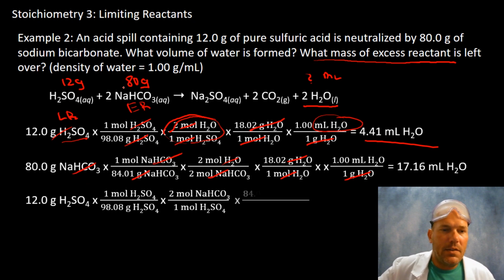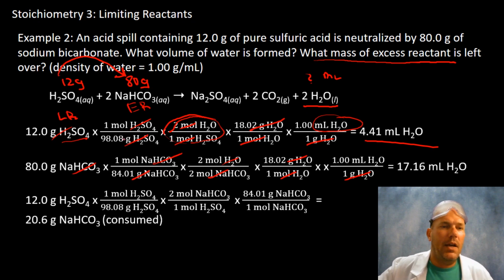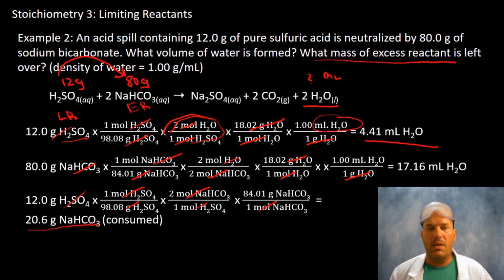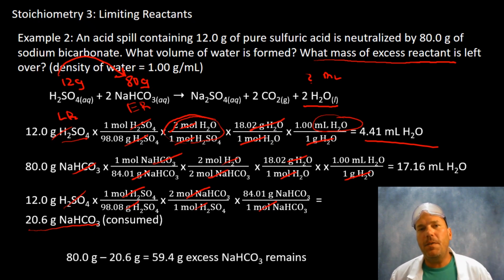Converting, in this case here, our limiting into the excess. I am using the arrow there, and we have our usual stuff going on here, and the molar mass of sodium bicarbonate, and we're trying to find the mass of sodium bicarbonate. We have a number here, and that is how much is consumed. So the last step, 80 minus 20.6 is going to give us our answer of 59.4 grams of excess sodium bicarbonate remains.